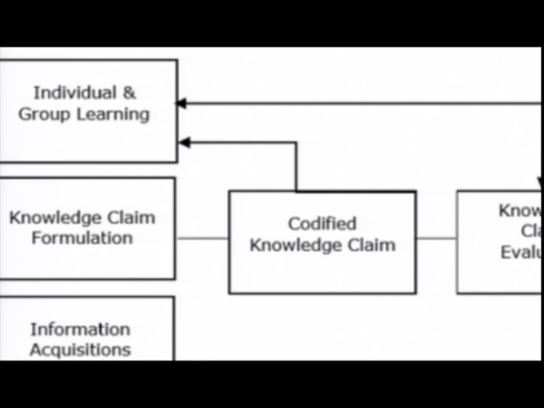Similarly, you might have enriched knowledge, but when it comes to implementation, you are going to implement only whatever has been required. That is called a codified knowledge claim, and such knowledge has to be formulated. It is called the knowledge claim formulation. And then we have the information acquisitions. So this is the diagrammatic view of the McElroy model.